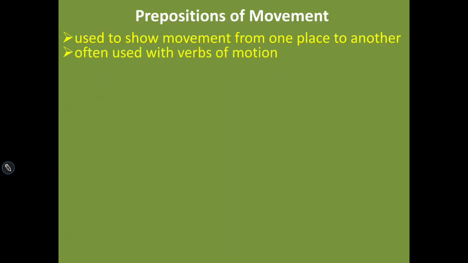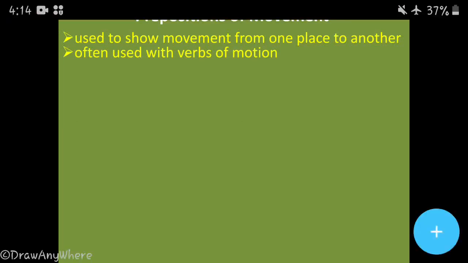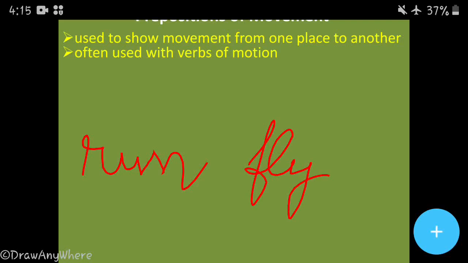They are often used with verbs of motion. For example, if I take a word run, can you imagine a person standing at the same point can run? Never. Take one more word, fly. Can a bird fly remaining at the same point? No. So these two words, run and fly, are called verbs of motion.